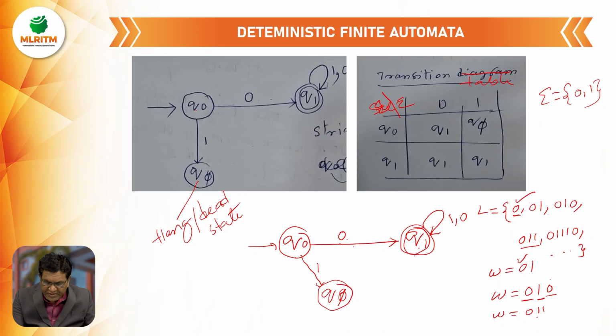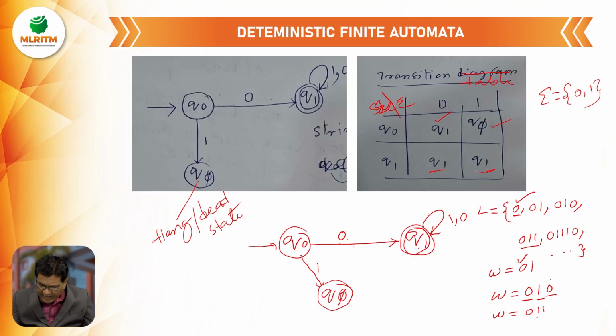Q0 with 0: the current state is Q0, the current input is 0. It goes to Q1. That's written. Q0 with 1 is Q phi, nothing to use. Now Q1 with 0 goes to itself only, so that's why Q1 is taken. Q1 with 0, Q1. Q1 with 1 goes to itself only, Q1.